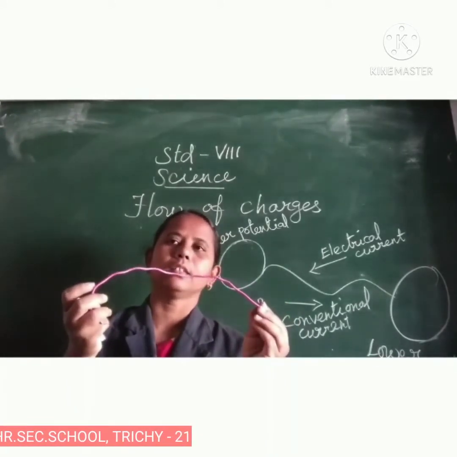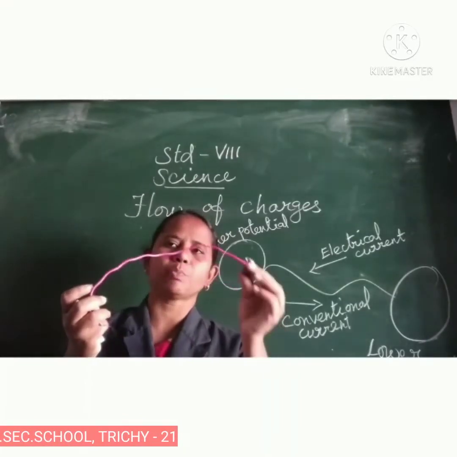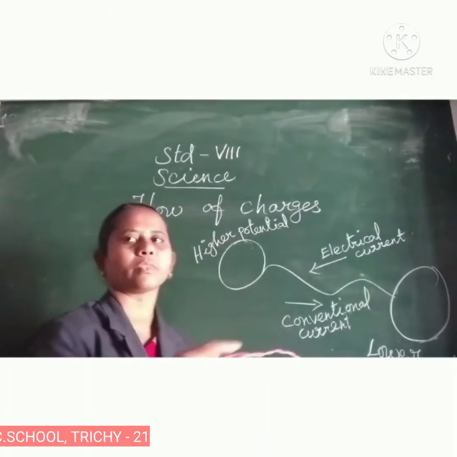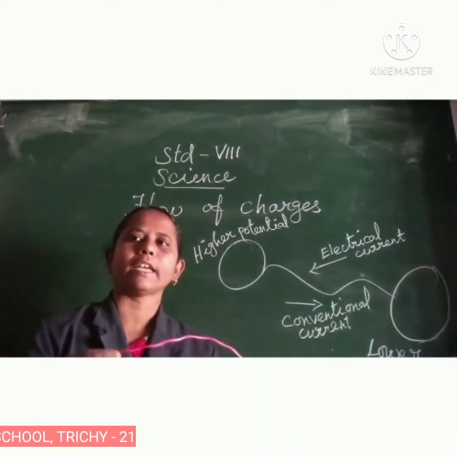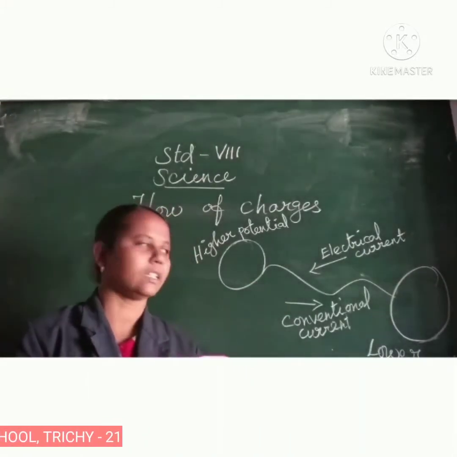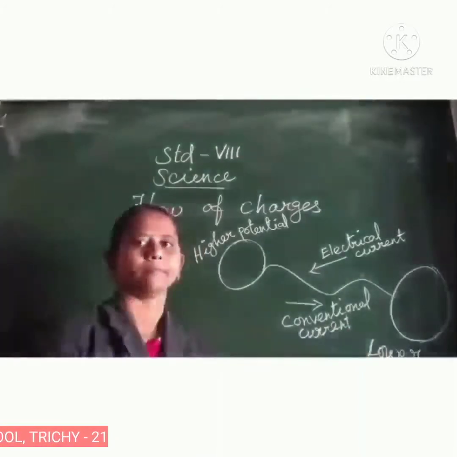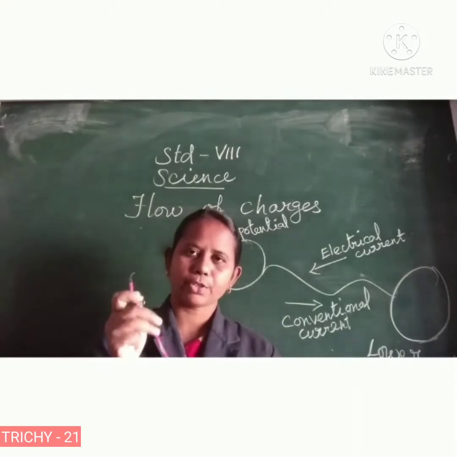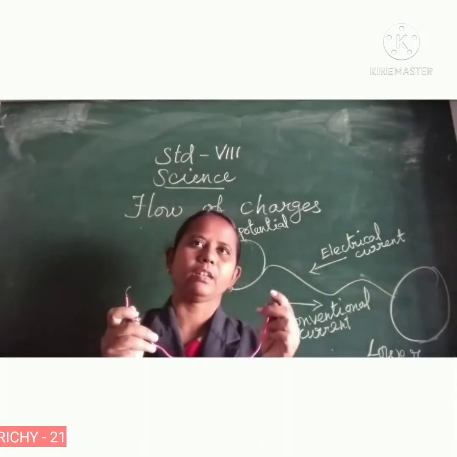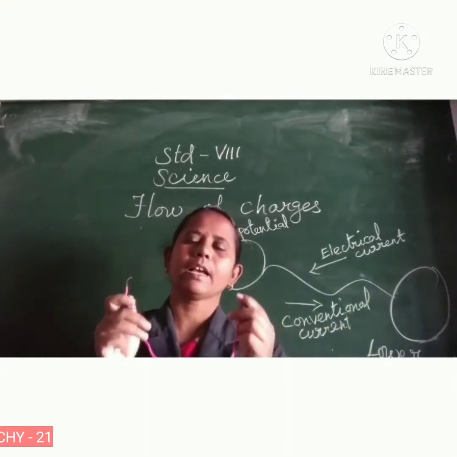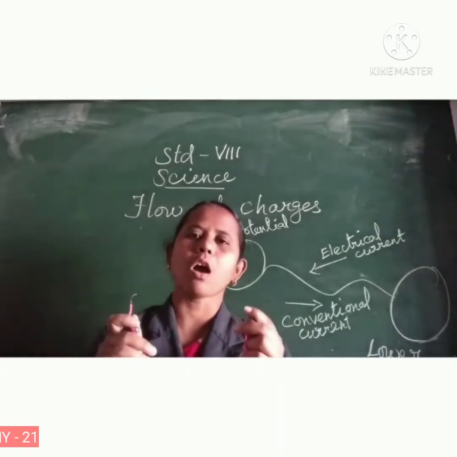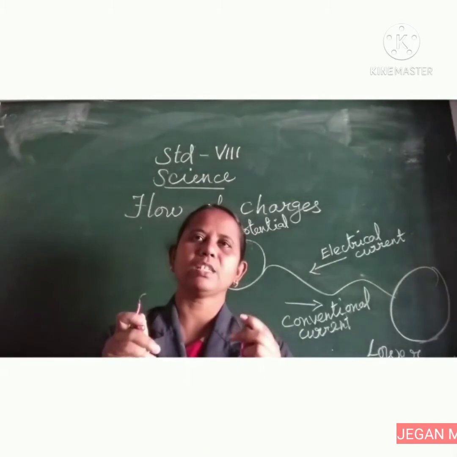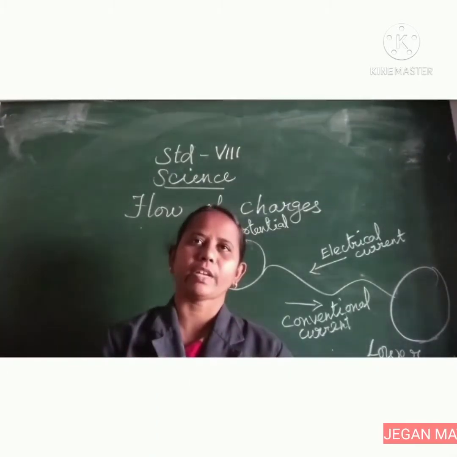Hence, the positively charged sphere is said to be at higher potential, and the negatively charged sphere is at lower potential. Hence, electrons flow from lower potential to higher potential. This is known as electric current, that means flow of charges. The difference between these potentials is known as potential difference.